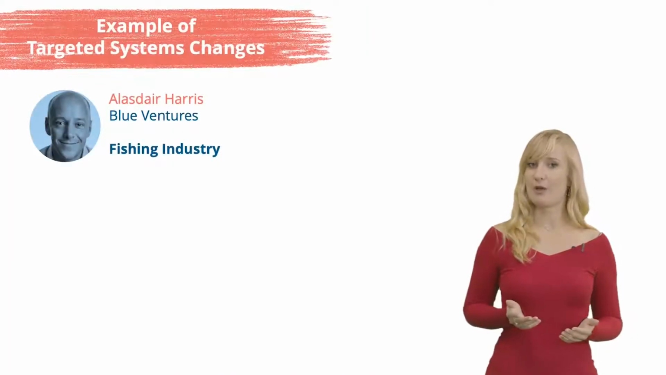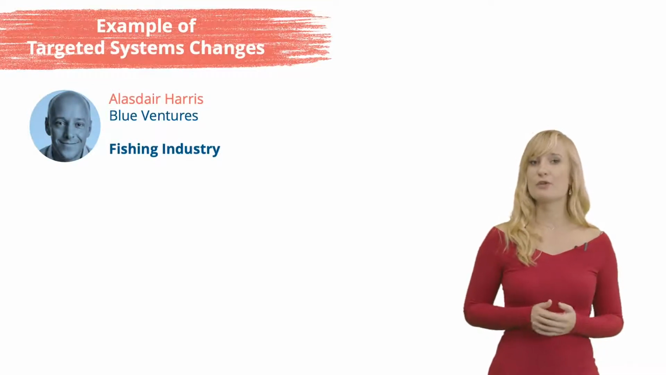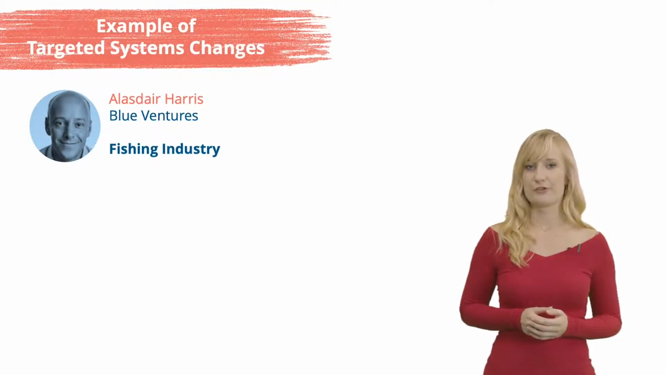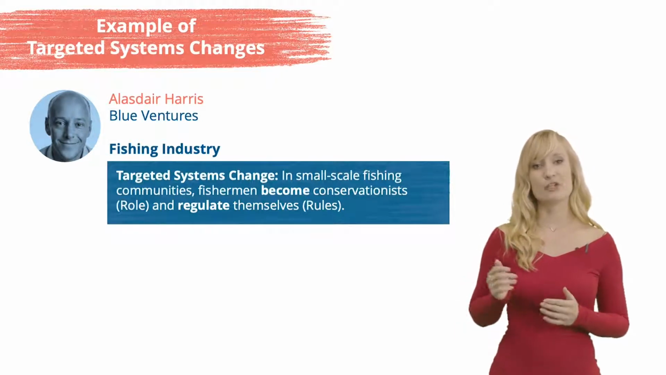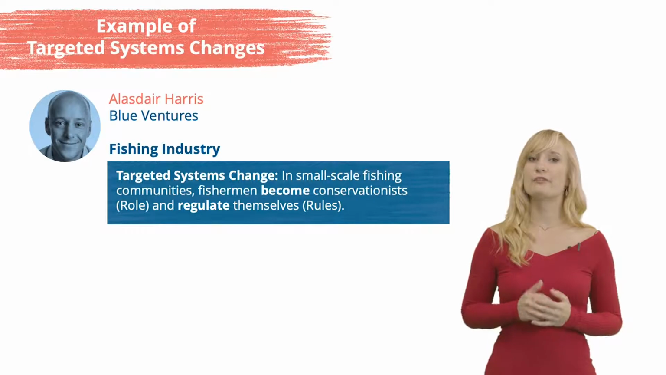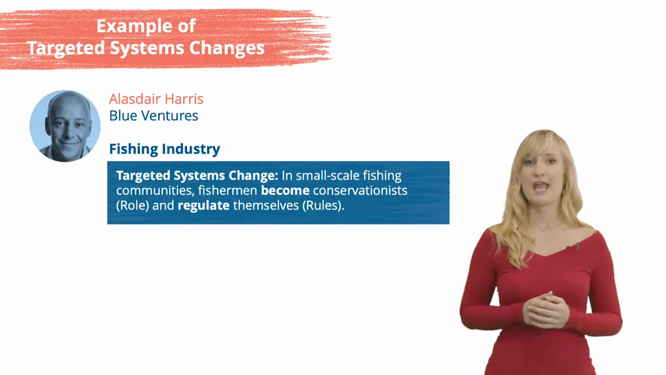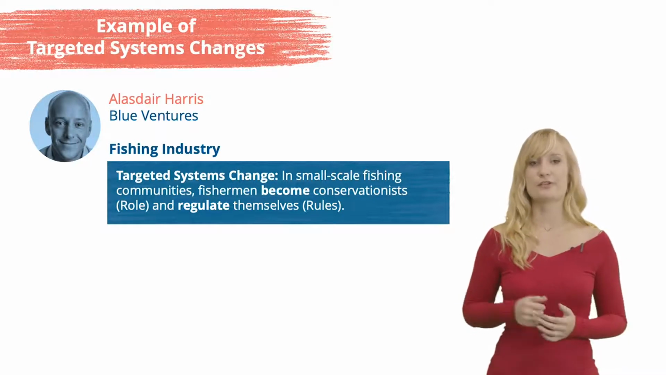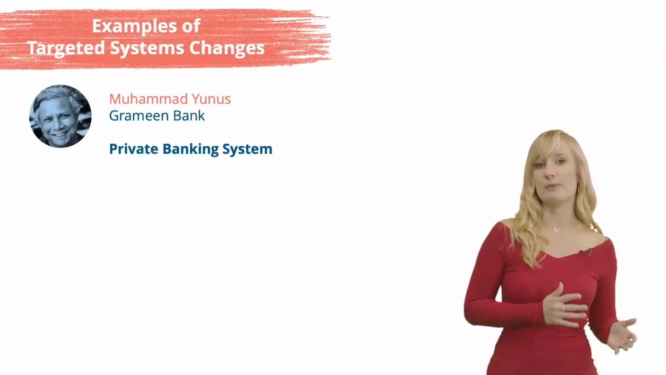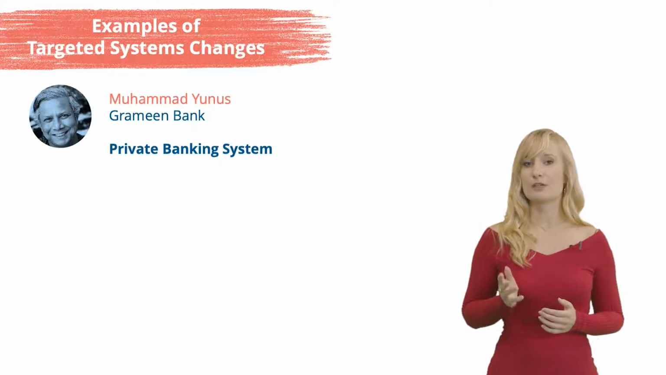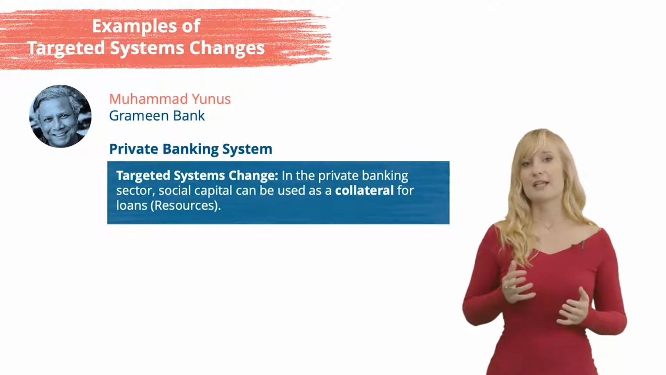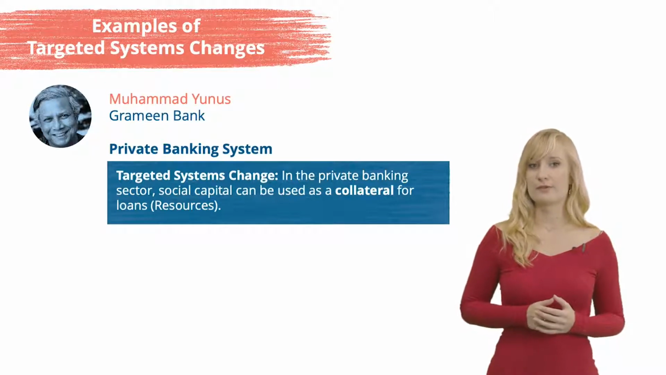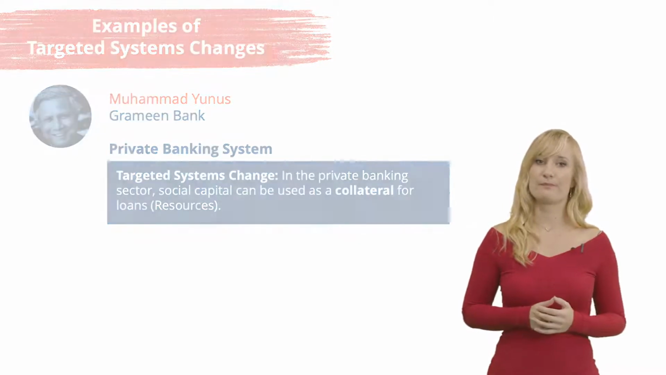Here's another example in the fishing industry by Ashoka fellow Al Harris at Blue Ventures. His targeted systems change is that in small-scale fishing communities, fishermen become conservationists, a role change, and regulate themselves, a rule change. Or an example many of you know is Muhammad Yunus, who set up Grameen Bank to show that in the private banking sector, social capital can be used as collateral for loans. Here we have a resource change.